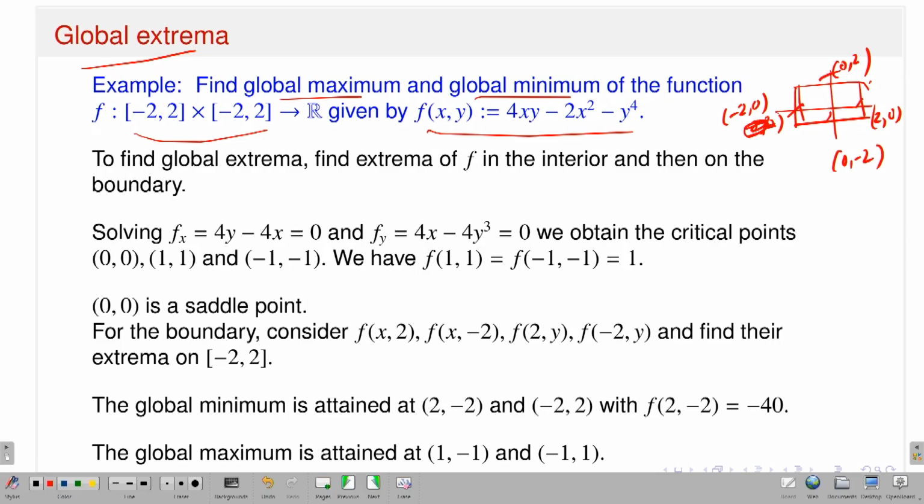So that means I have a very nice function, and I have a square region. Now the square region is not an open set because minus 2 and 2 are included. That means it will have a boundary. This is the boundary. So if I want to find the points of extremum, I have to look at the interior along with the boundary, as I said earlier. So how to do that? To find global extrema, find extrema of f in the interior, and then one has to check the boundary points as well.